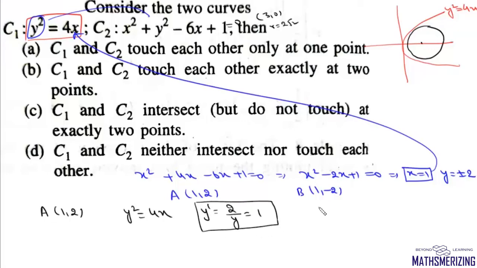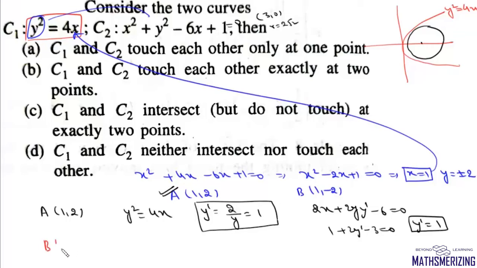And for this circle, we'll get 2x plus 2y into y dash minus 6 equals 0. So now we'll put the value of x and y. X here is 1, so 1 plus 2y dash minus 3 equals 0. So from here also we'll get y dash as 1. So that means these two curves will touch each other at this point A.